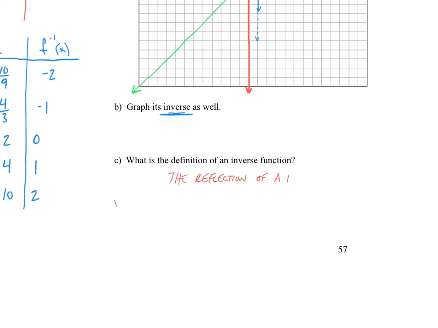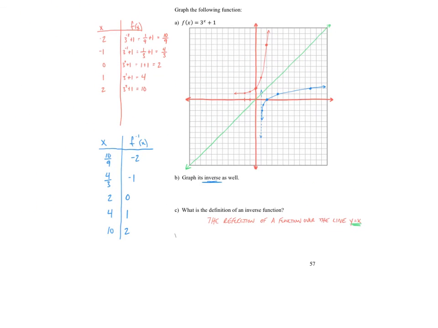So the definition of an inverse function is just the reflection of a function over the line y equals x. And in this case, on our graph, it's in green right here, but you don't have to graph it in green, obviously.